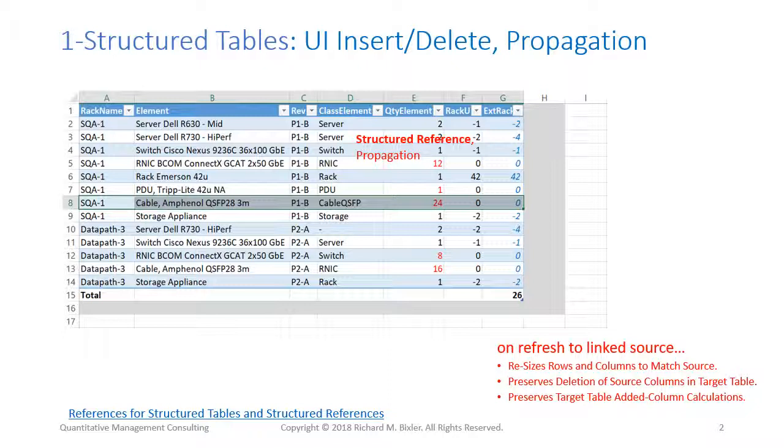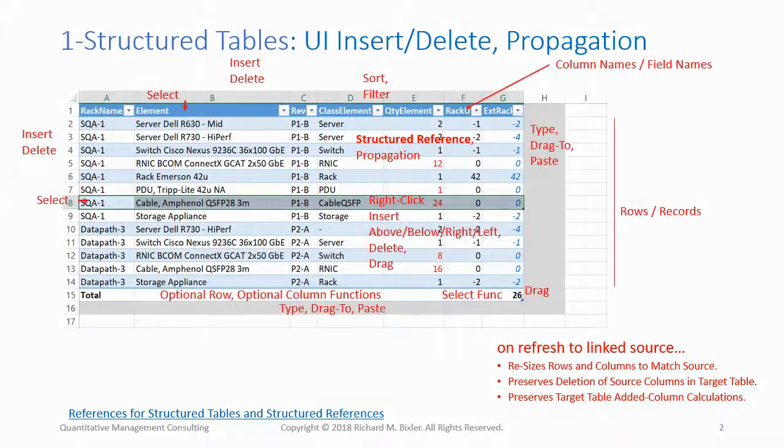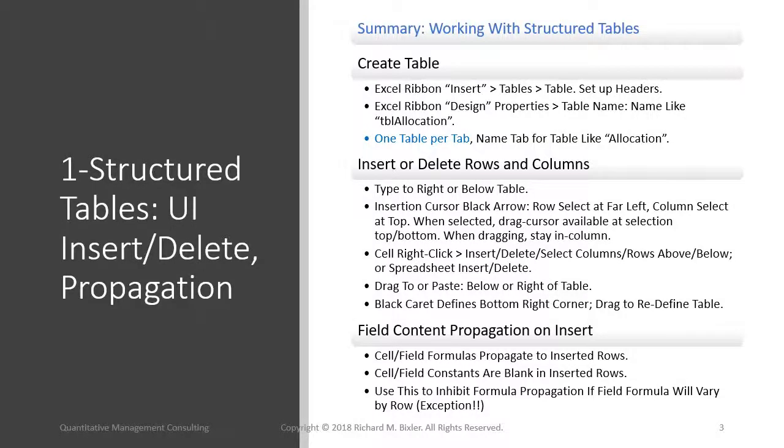If you've deleted some columns in a linked table, it remembers that when refreshed. If you've added fields with row calculations to a linked table, those are kept on refresh, and expressions in them are maintained and copied into new rows. We'll talk about structured references next, but if you add rows to a table, structured references will automatically copy down to the added rows, simplifying table updates. Constants won't be copied down. Here's a summary of the Excel structured table operations we just reviewed.